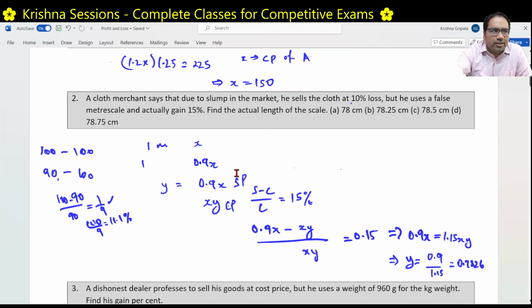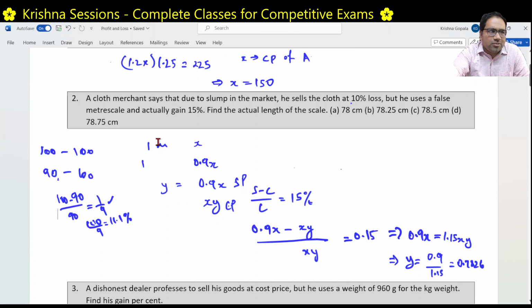Hope you understood this problem, right? We assumed 1 meter, the original cost is X rupees. But he is saying he's selling at 10% loss. That means he's saying 1 meter cloth I am selling at 0.9x. Now, but in reality, he's not selling 1 meter. He is actually selling Y meters. Y is less than 1. He is selling it at 0.9x. But for Y meters, his cost price is not 0.9x. His cost price is actually Y into X.